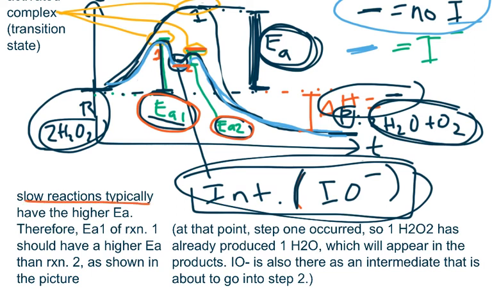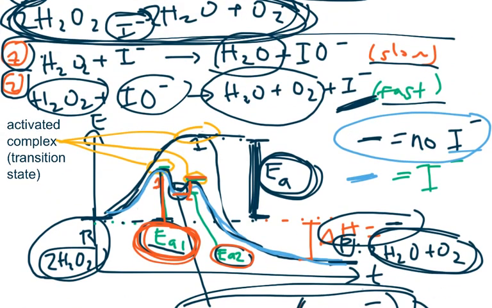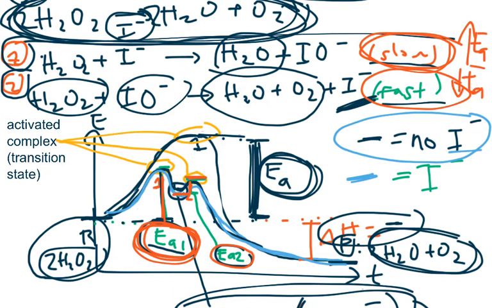Well, slow reactions typically have higher activation energies. Therefore, the activation energy of reaction 1, which is this one over here, is higher than the activation energy for reaction 2, as shown in the picture, because the activation energy for the first reaction is a lot higher than for the second reaction, which is a lot lower. And notice how this corresponds to the description, saying that the first step is slow while the second step is fast. So slow equals high activation energy, and fast equals low activation energy.